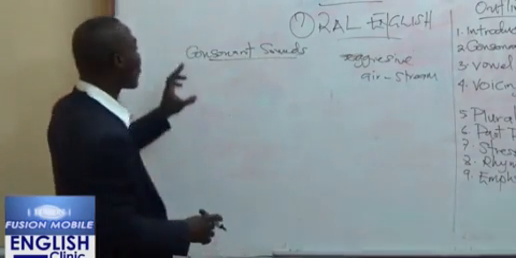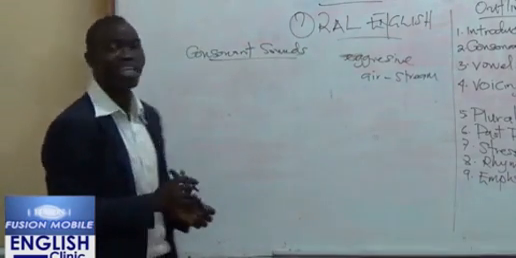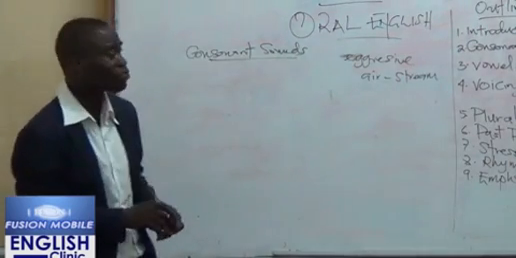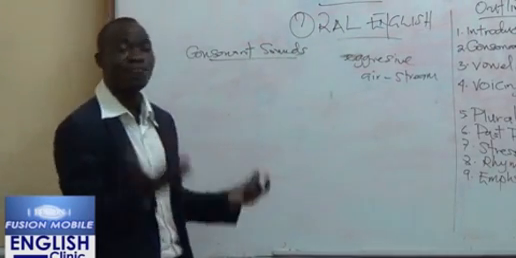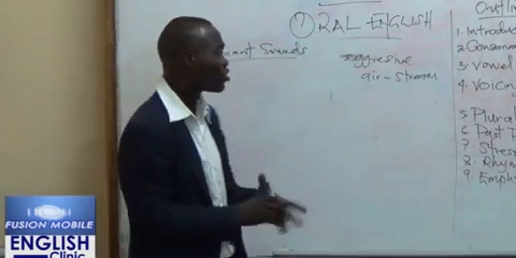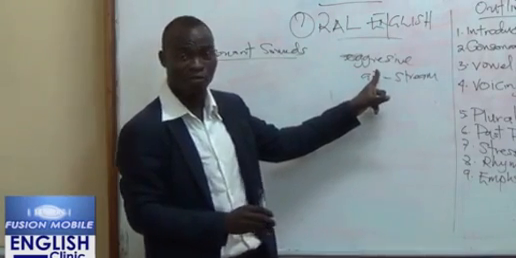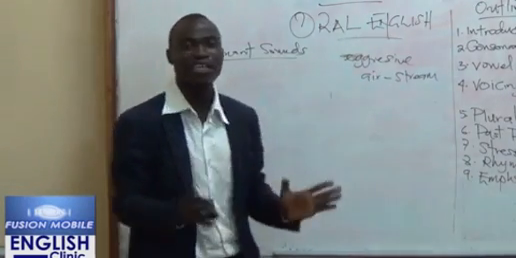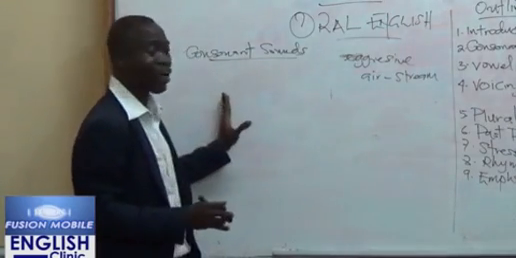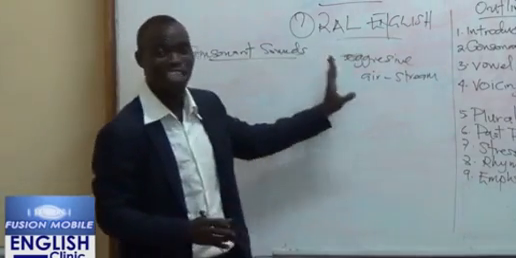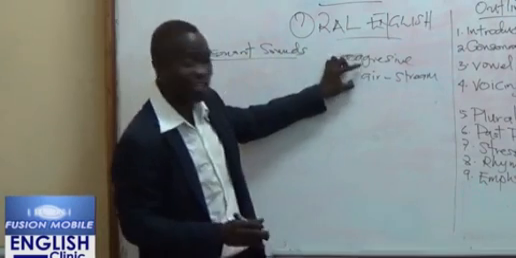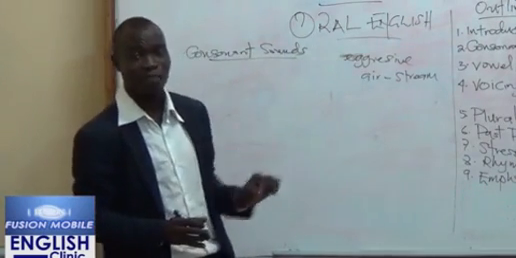Now, a consonant sound can be defined as a sound that involves an obstruction of the egressive airstream at some point in the mouth. Simply put, it means that whenever you produce a consonant sound, there is a blockage or a stoppage of the egressive airstream at some point in the mouth.